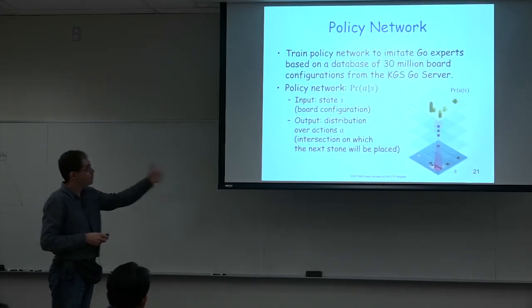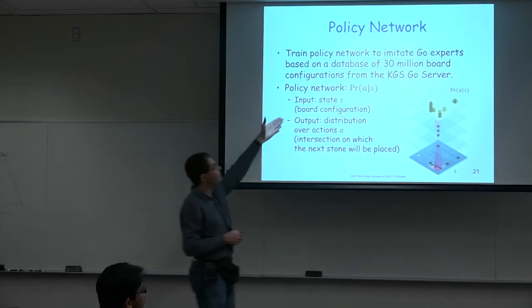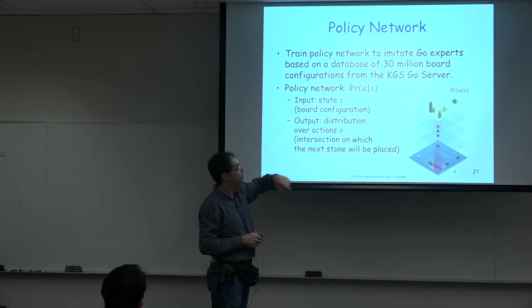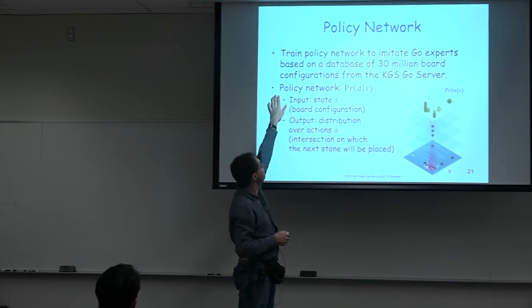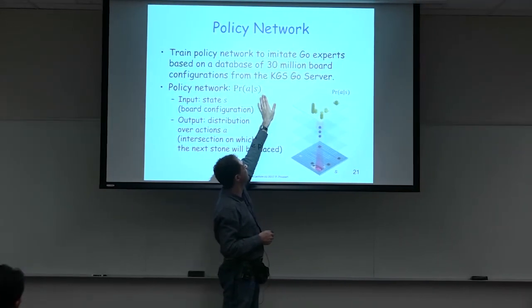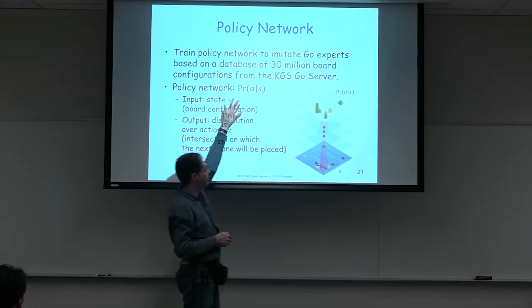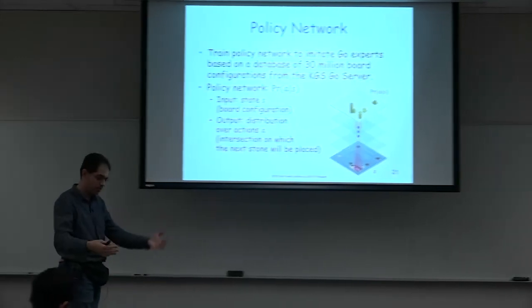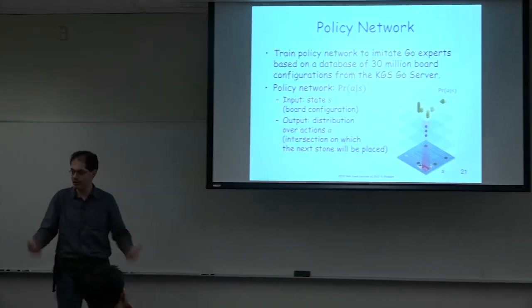And then it was trained initially to imitate some of the Go experts based on a database that contained 30 million board configurations. And so there's a server called the KGS Go server that contains this database, and then it was used to train this neural network.